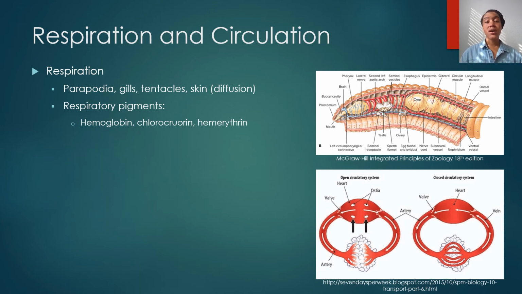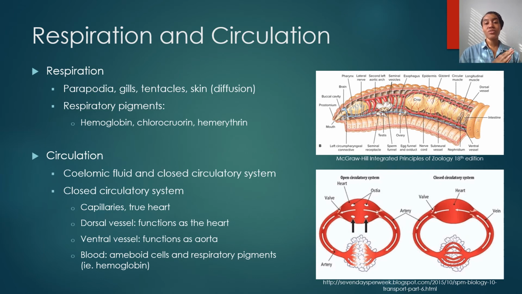But a big reliance for gas exchange is through the skin. So annelids, like I mentioned before, they have to be living in areas that are moist. And this is because if their skin dries out, they can't undergo respiration and they'll dry out and die. And so they need moist environments so they can undergo active diffusion through the skin so they can undergo gas exchange. Annelids often have respiratory pigments, and these pigments can vary depending on the species. Some have hemoglobin, some have other respiratory pigments that they use.